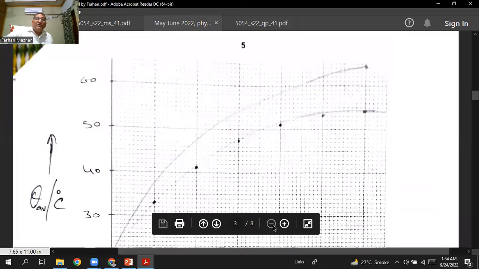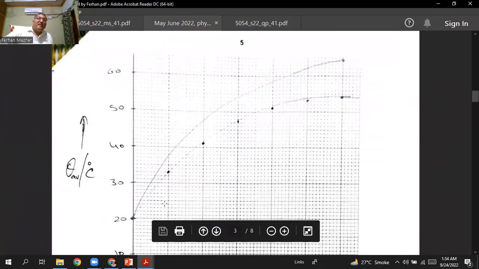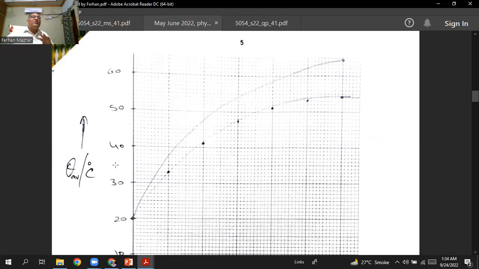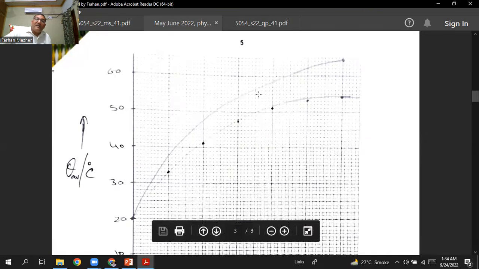What you have to do, we have another beaker. This time we are doing the same experiment, but we have put insulation around the beaker. So when you put insulation around the beaker, loss of heat to the surroundings reduces. So the rise of the temperature will be faster. So I will draw this graph.